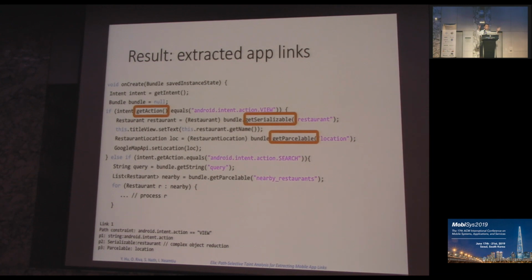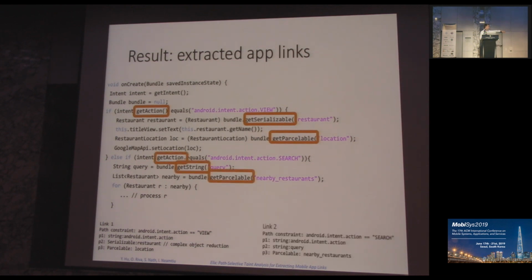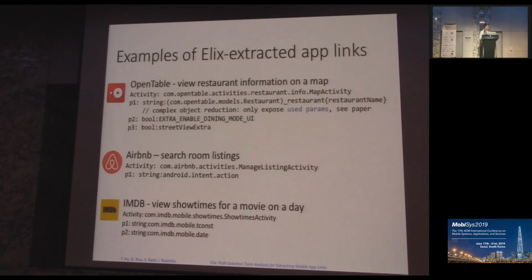We do something else called complex object reduction. Sometimes we see objects that have thousands of fields, and that's not really practical. So we do a second round of taint tracking and propagation to make sure that when we extract parameters, we only extract those parameters that are going to be used. And again, I defer to the paper for that. And of course, the second link is again going to have three parameters according to how the data from the intent is used.